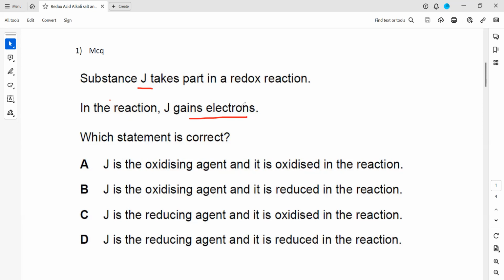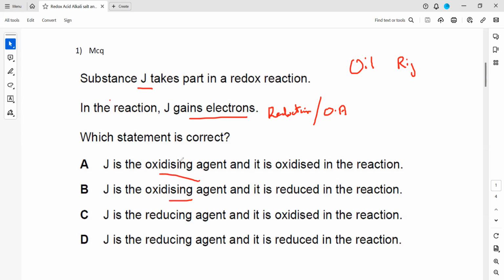J gains electrons. What is the meaning in terms of, remember from OIL RIG, oxidation is a loss and reduction is a gain. So if J gains electrons, what happened to J? So for J, the reduction happened. And if reduction happened, what is this substance? It is an oxidizing agent.